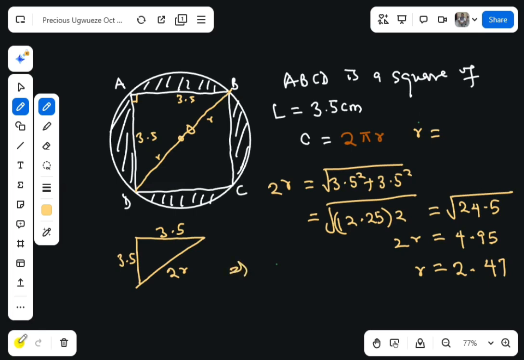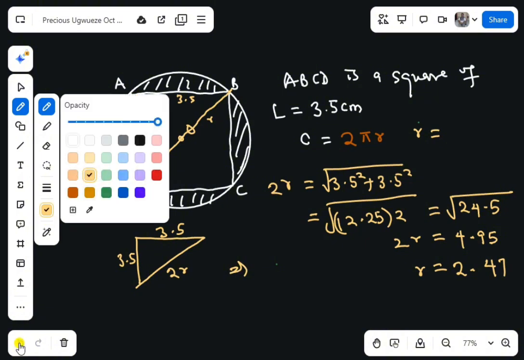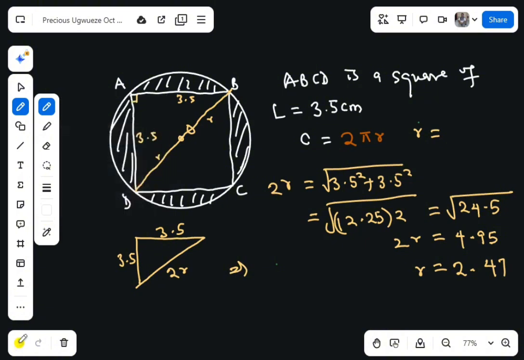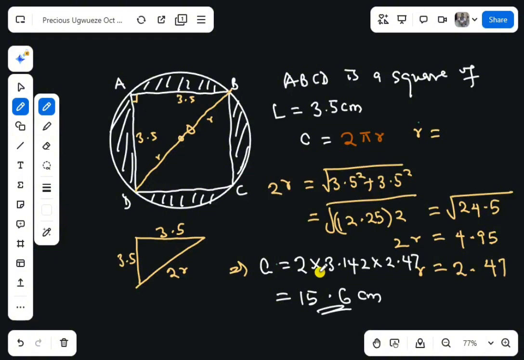So that means then that if we apply that to the circumference, that will be 2 times, take pi to be 3.142, then multiply by the radius, which is 2.47. That will give us 15.55, and then they said to one decimal place, that is 15.6, and that is the solution to this problem.